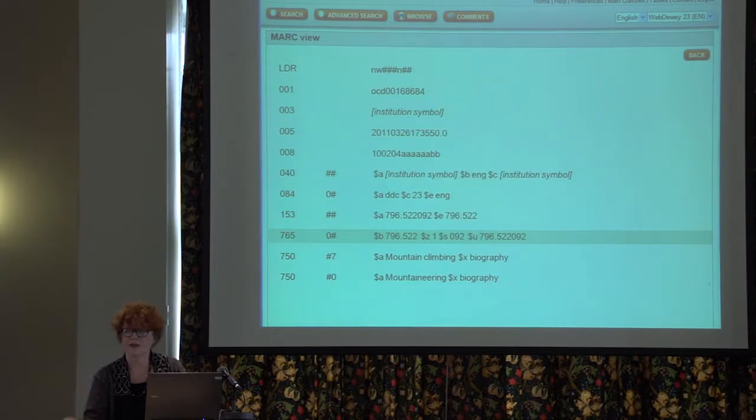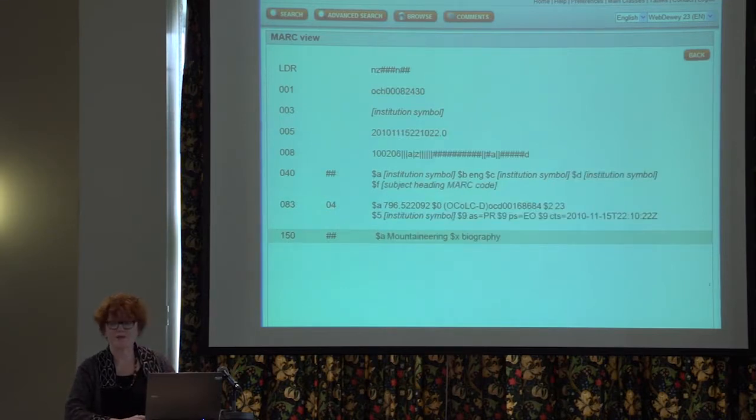And you can go off later and look at the specifications for the 765. But this is very powerful to have this. Now, you'll see it in a minute, but there's a parallel field in the bib format that was added a couple of years ago, the 085 field, that exactly parallels the 765 field. And the same way, there's the mountaineering biography authority record that was built.